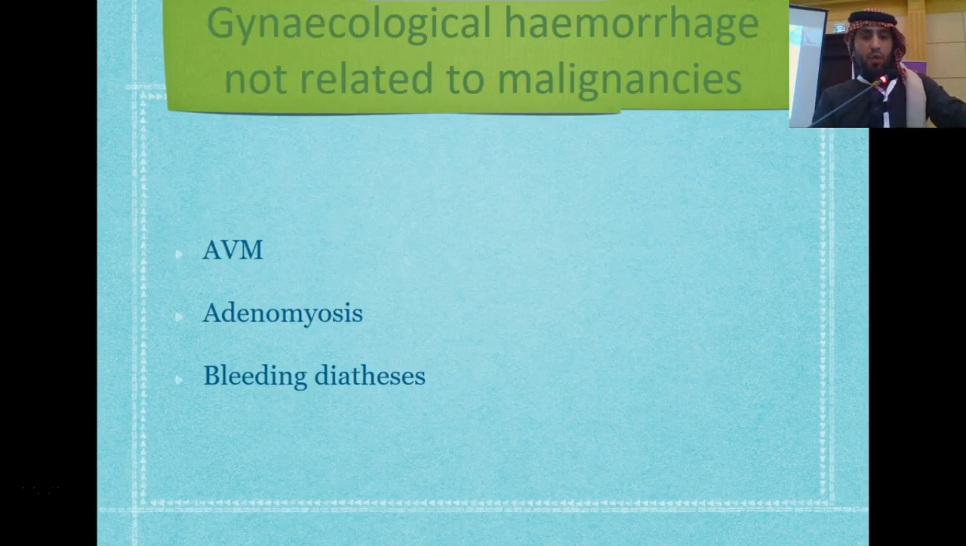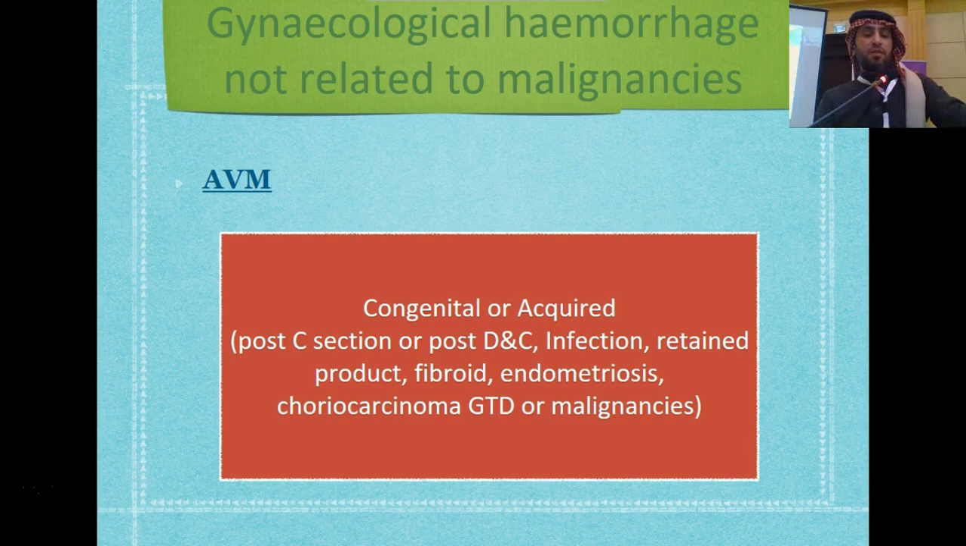So what other things are we treating? I'm going to end up with AVMs, rare, but we see them from time to time. Adenomyosis and fibroid. Also in patients with bleeding diathesis, we have a role. AVM, as you know, is classified into congenital or acquired. Congenital is very rare. Acquired is more common than congenital. It could be secondary to C-section, D&C, infection, rarely retained products, sometimes fibroid, endometriosis, and other malignancy.